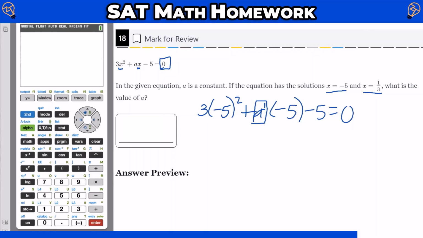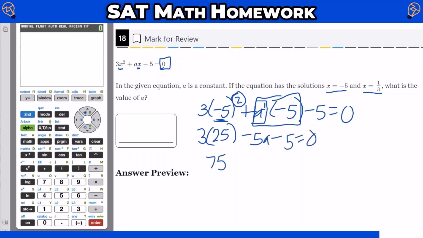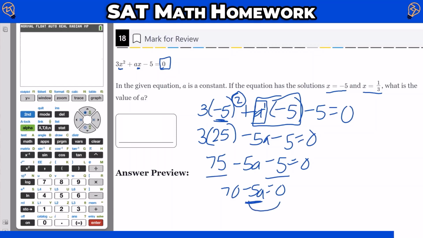If I were to simplify this by hand, I'm going to do order of operations. So I'm going to do exponents here, which gives me 25. I have 3 times that. When I multiply these, I get -5a. I'll rewrite everything else. I get 75 minus 5a minus 5. I'll combine like terms to get 70. And then since I have one unknown here, I'm gonna move that to the other side. And then finally do my division.